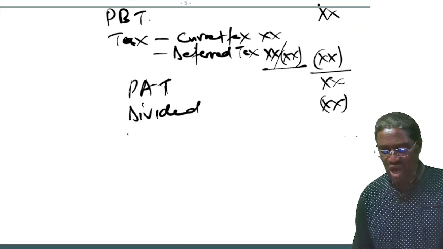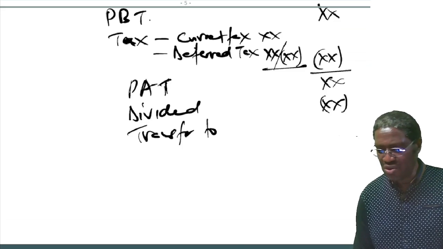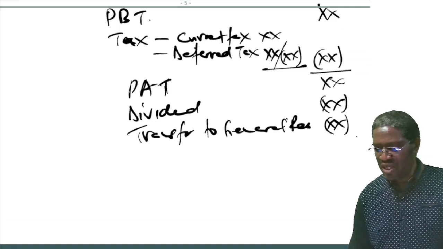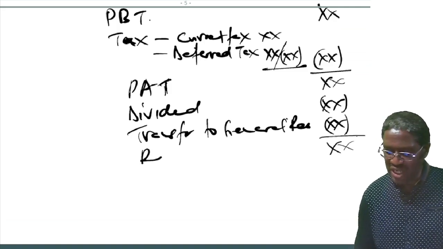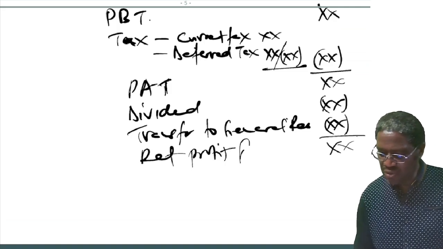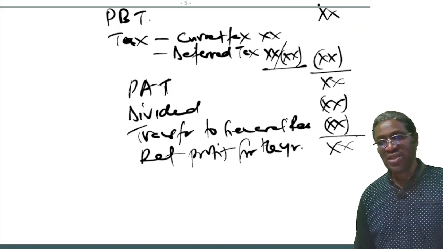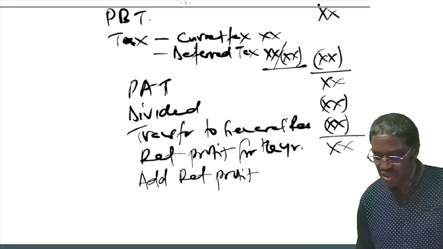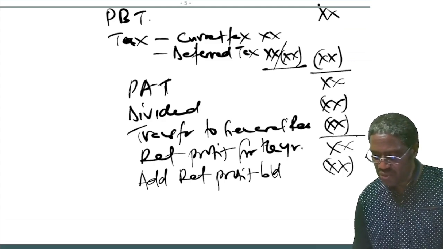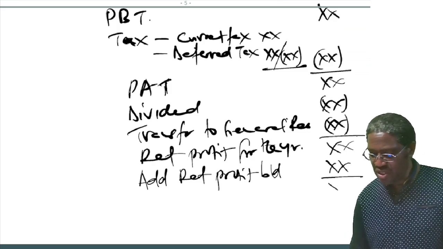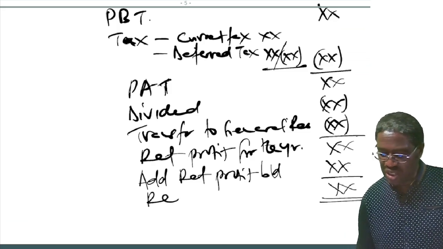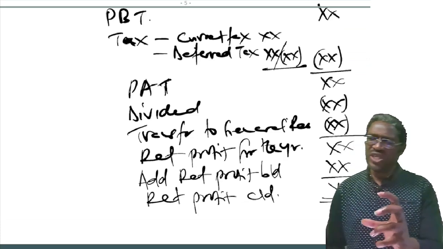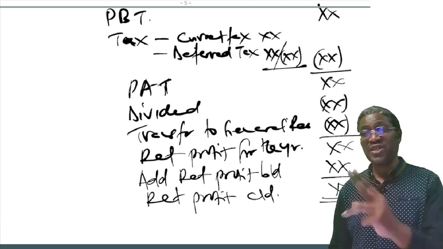Okay? Then you had to have things like transfers to general reserves. Then you remember, you used to get what you called retained profit for the year. Then you also remember, you had to add what we called retained profit brought down, the balance at the beginning of this year. Then you used to get what we call retained profit carried down. So that's how you did the appropriation of the profit after tax.